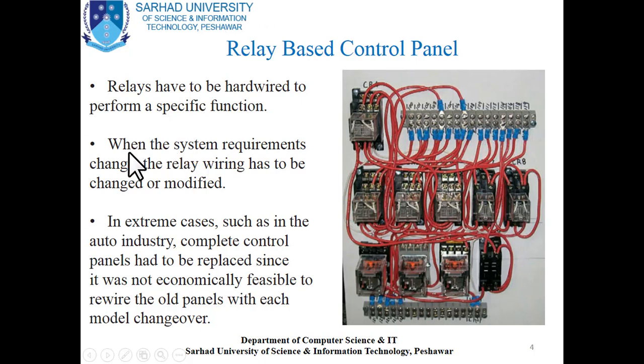The second one is when the system requirements change, the relay wiring has to be changed or modified. If the plant manager says to change the control application for a specific control circuit, we will rewire the whole circuit in order to fulfill that requirement. So it is necessary to change the wiring of the control circuit.